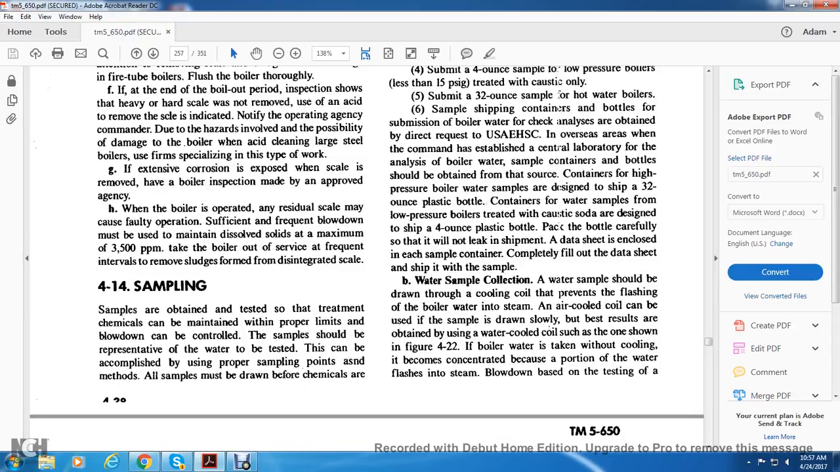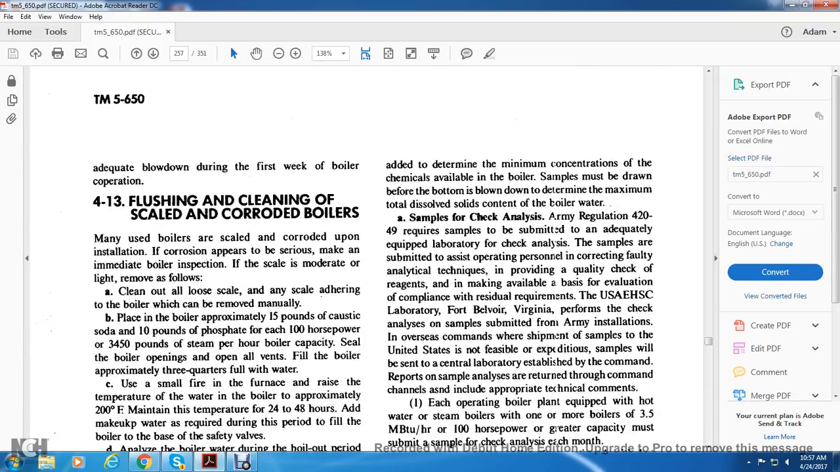414, sampling. Samples are obtained and tested so that the treatment chemicals are maintained within the proper limits and blowdown can be controlled. The sample should be representative of the water to be tested. This can be accomplished by using the proper sample points and methods. All samples must be drawn before the chemicals are added to determine the minimum concentration of the chemicals available to the boiler. Samples must be drawn before the boiler is blown down to determine the maximum total dissolved solids content of the boiler water. Sample for check analysis.